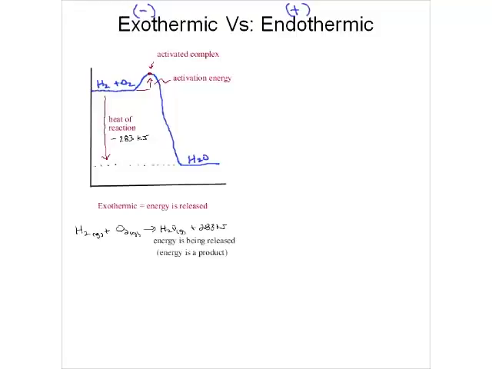And we can represent this in a chemical reaction because we can say that hydrogen reacted with oxygen to produce water, and it also produced energy. It produced 283 kilojoules of energy. So energy is a product.